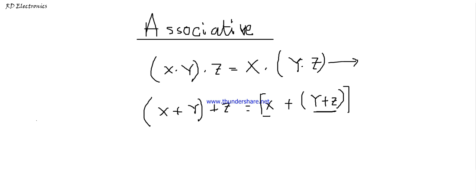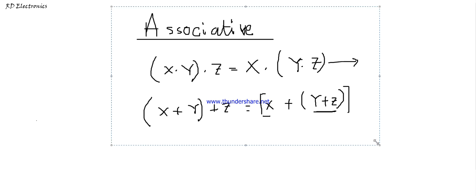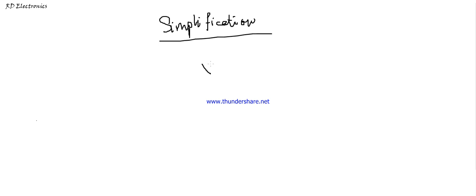The next theorem is known as the simplification theorem or elimination theorem. Simplification theorem or elimination theorem. So what is that? The theorem is, if x plus x complement times y, then we can write that this is equivalent to x OR y.